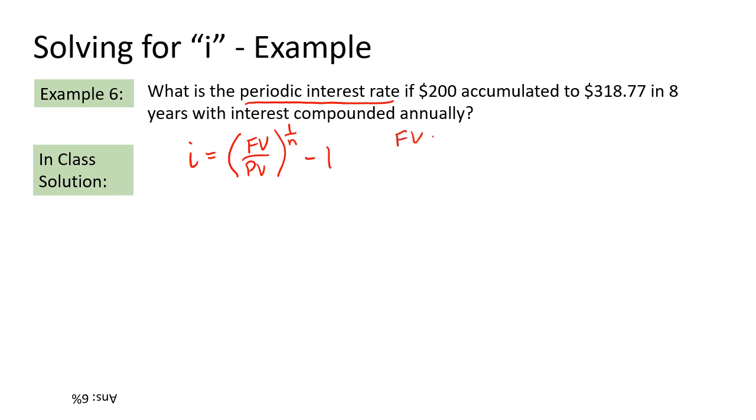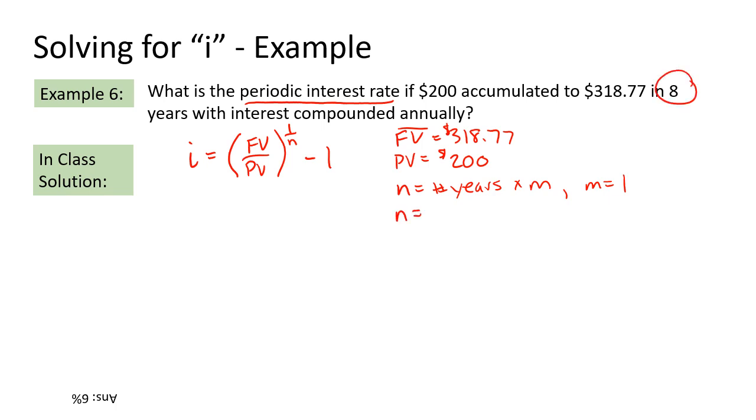We know the future value is $318.77. The present value, the amount you started with, is $200. Okay, and we know a couple other terms. N is equal to the number of years multiplied by m. Now, we haven't looked at m, right? But do we know it? Well, it's compounded annually. So if it's compounded annually, m is just 1. And we know that the number of years provided in the question was 8.